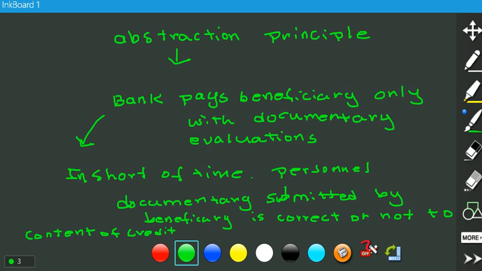So they do not go out. The banker does not go out to inspect whether the goods are real or not. They just evaluate, they just check whether the documents constitute a complying presentation. Complying presentation.